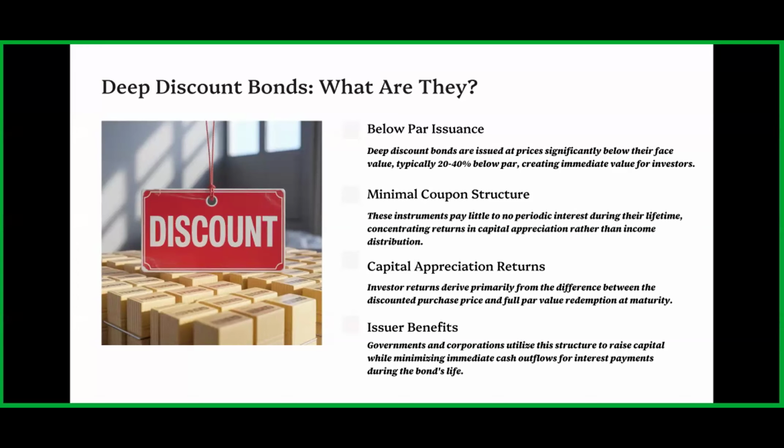Next, issuer benefits. Governments and corporations utilize this structure to raise capital while minimizing immediate cash outflows. Whenever the companies or the government want quick cash, or immediate cash to fulfill their fund requirement, then the government or the big corporate houses issue such a bond, that is the deep discount bond.